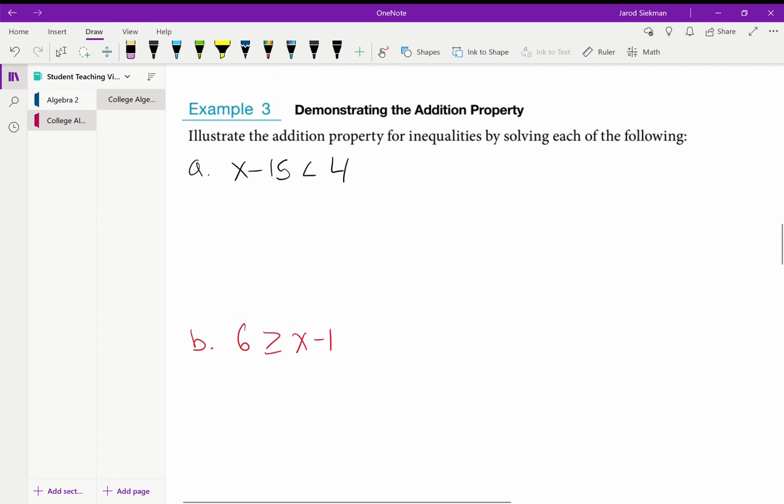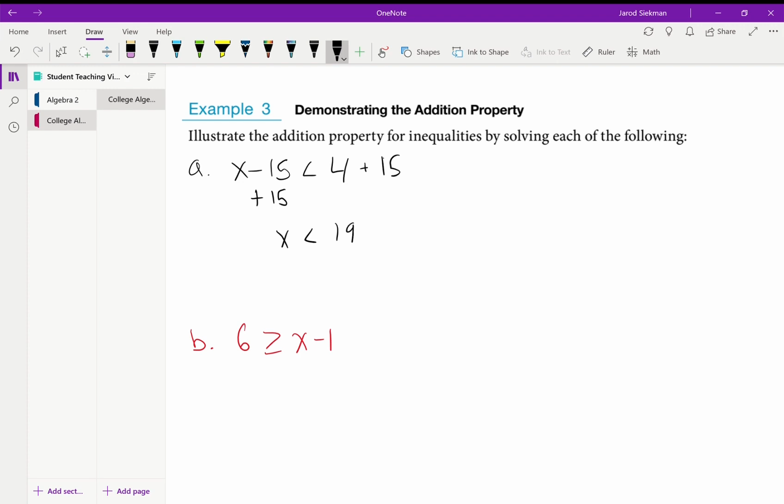So let's look at these problems. We want to illustrate the addition property for inequalities by solving each of the following. We want to solve this, which means we want to get x by itself, all the numbers on the other side. So we add 15 to both sides, like we're used to. And that gives us x is less than 19.